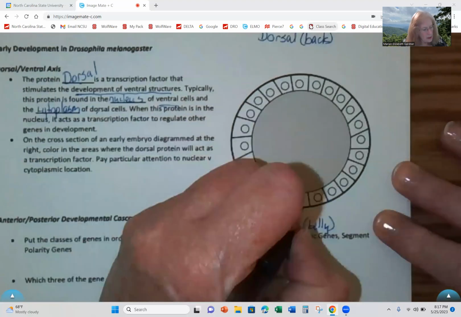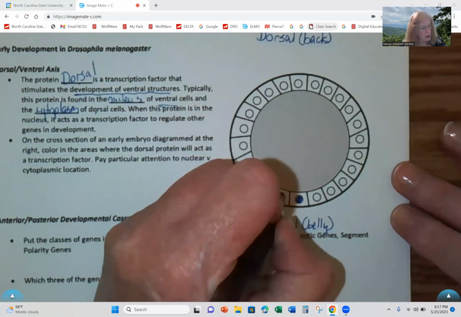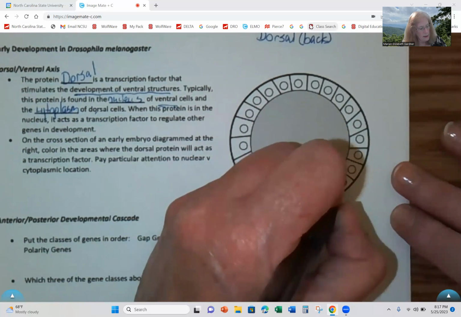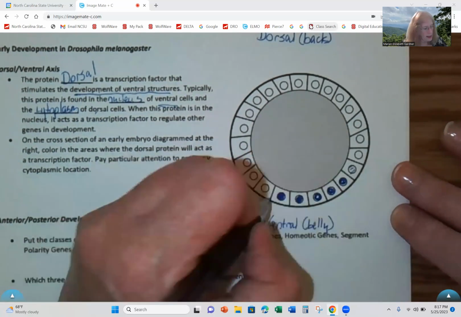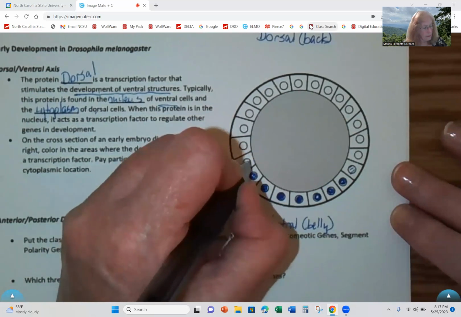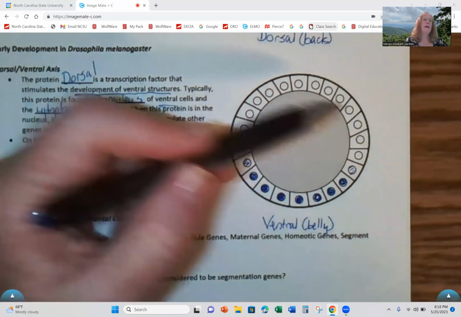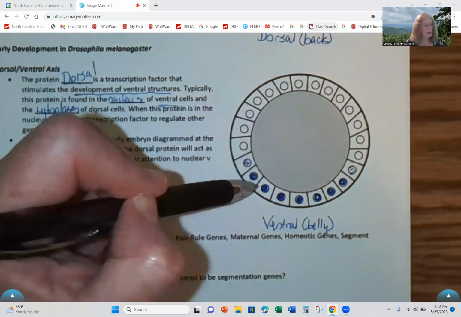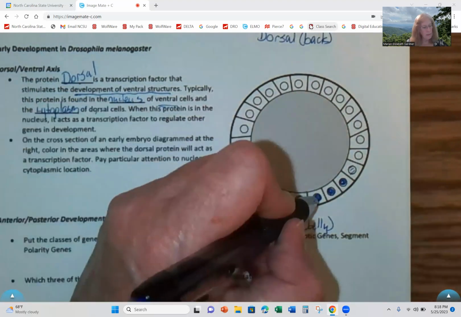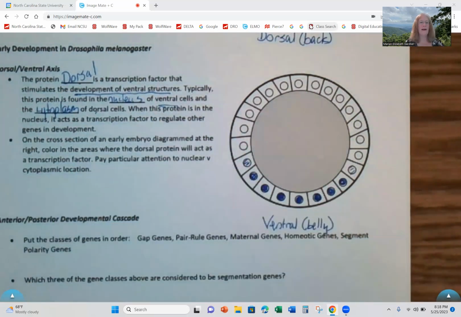So that means this dorsal protein, the dorsal messenger RNA, is going to be found in the more belly-oriented nuclei. And if you look, I drew it better on the slide in the lecture, because there actually is a gradient. So a lot of it down here in the most ventral area, and less as you go up towards the back of the fly.